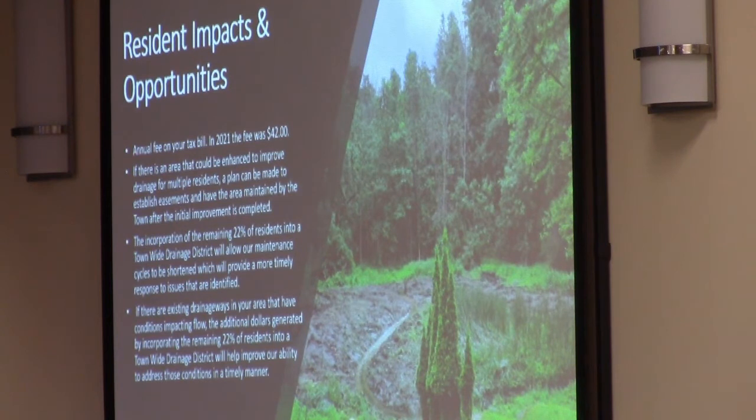The incorporation of the remaining 22% of residents into the townwide drainage district will also allow our maintenance cycles to be shortened, which will provide more timely response to the issues that are identified and called in on a regular basis by our residents. If there are existing drainageways in your area that have conditions impacting flow, the additional dollars generated by incorporating the remaining 22% of the residents would help us address those issues as well. So that's existing streams, existing swales, different things that have trees in them. This would go to fund a more timely response to that as well. So the first one is more of a development of new features or adjustment of features, addition of pipe, catch basins, things that may drain the area better. The second one is being able to expand the areas we're impacting with our current maintenance efforts.